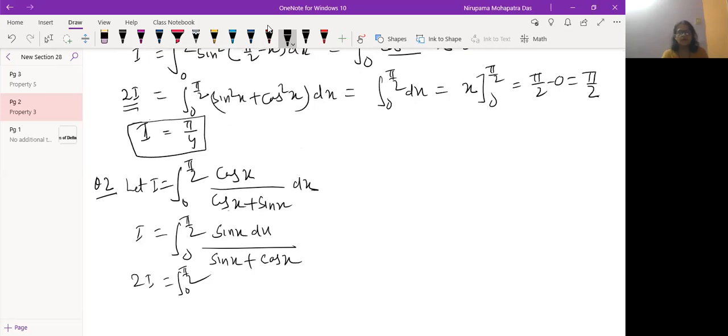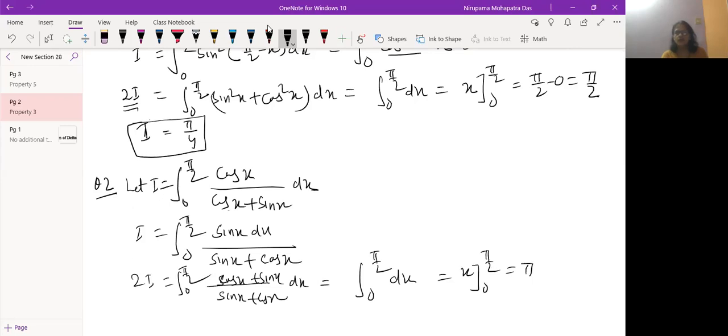Now you see denominator and numerator are equal. Whenever you add the two, you are getting sin x plus cos x here, and here also you are getting cos x plus sin x, right? So it means you are getting the integral from 0 to pi by 2 of 1 into dx. So this is equal to pi by 2 minus 0, right? x from 0 to pi by 2. The answer here is pi by 2, that is 2I. So I equals pi by 4. So in the previous test also we have got pi by 4, right?